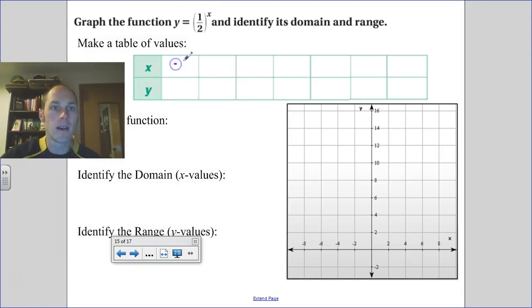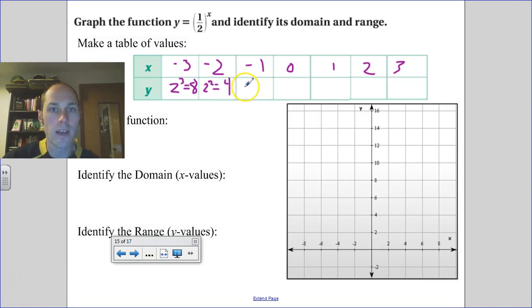Let's graph them. Let's put our values in, -3 all the way up to 3. When you make a table, you don't need all these values, but it shows the effect on the graph a lot when we show all of these values. So 1/2 to the -3. Well, we're dividing by a half 3 times. That's really 2 to the 3rd, which is 8. 1/2 to the -2 is 2 squared, which is 4. 1/2 to the -1 is really 2 to the 1st, which is 2. Half to the 0, anything to the 0 is 1. Half to the 1st is a half. Half squared is a quarter. 1/2 to the 3rd is 1/8.